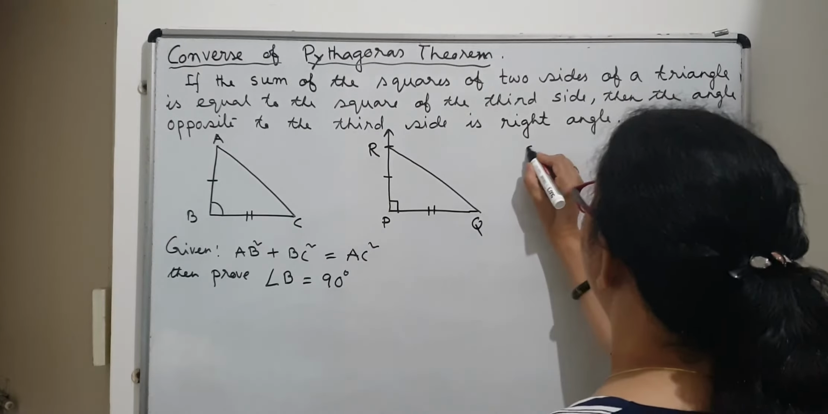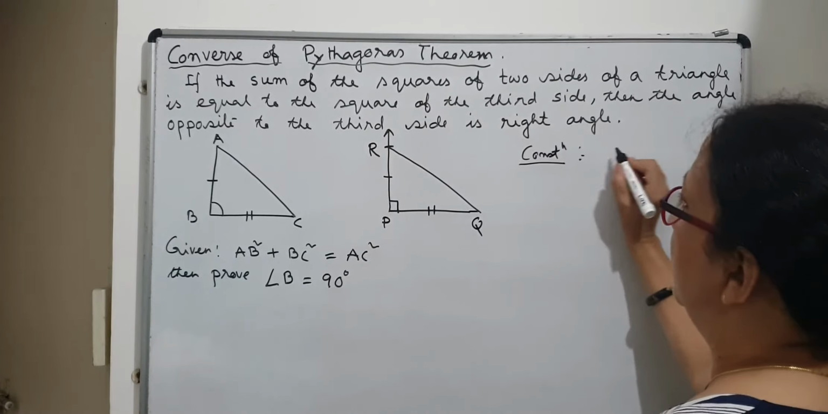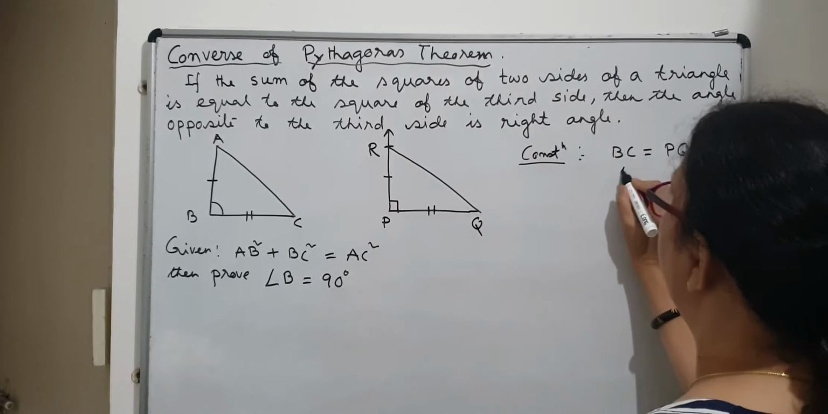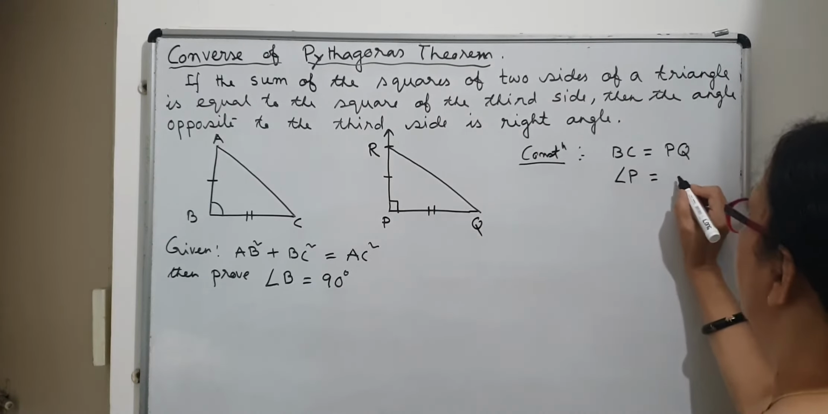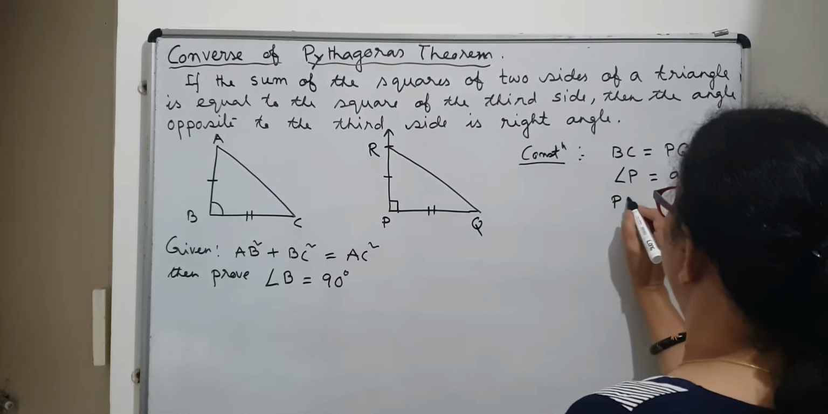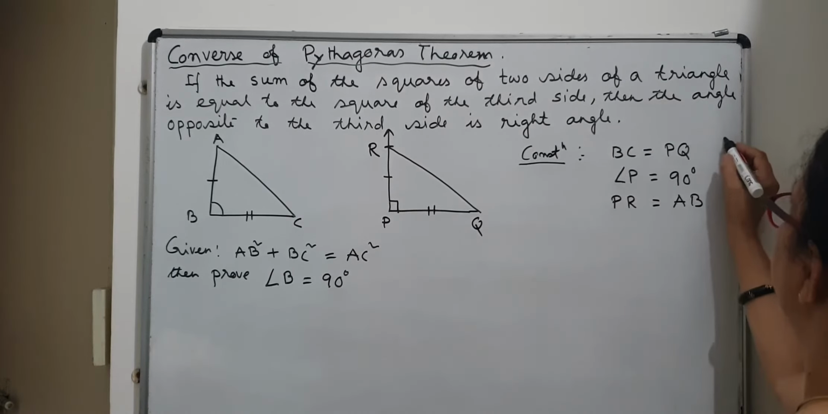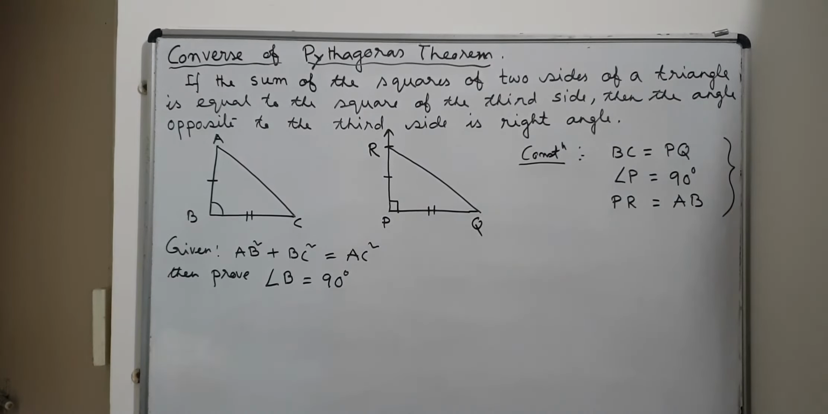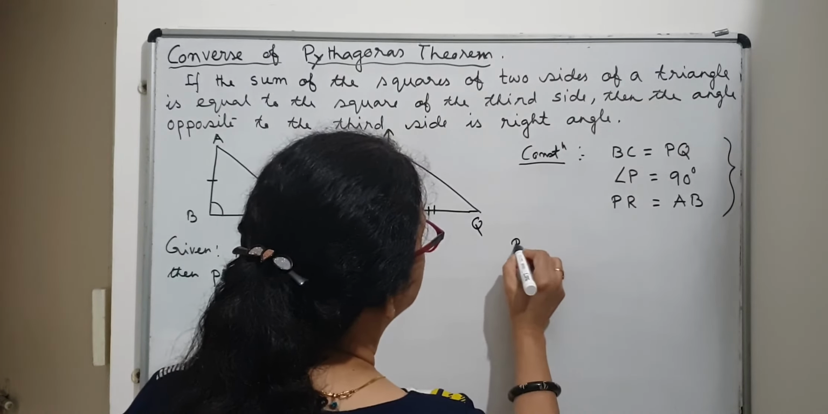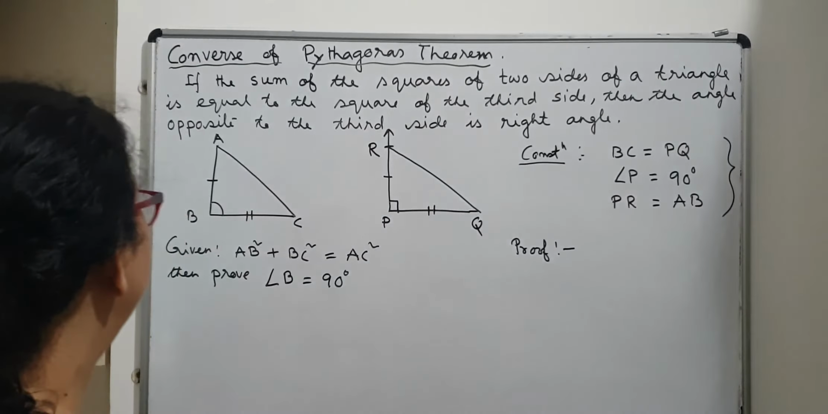So in the construction, what we have? We have BC is equal to PQ and angle P is equal to 90 degrees, and after that I have taken PR is equal to AB. So this is your construction part. Now let us move on to the proof. So I will start with the reasoning.